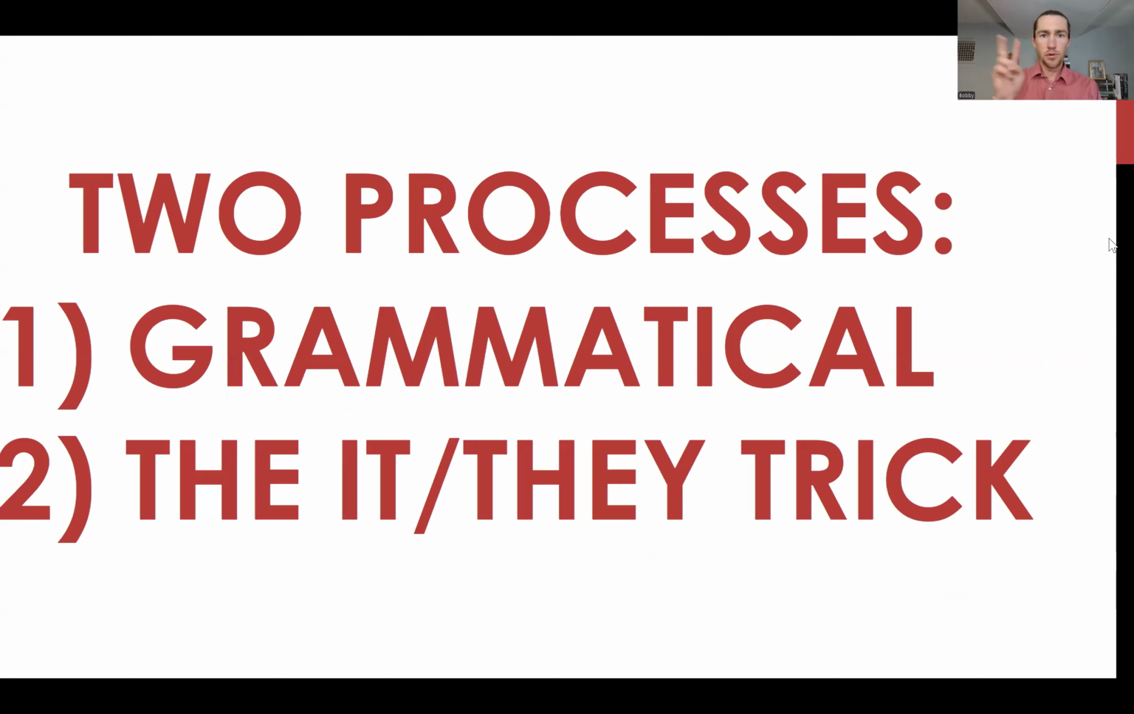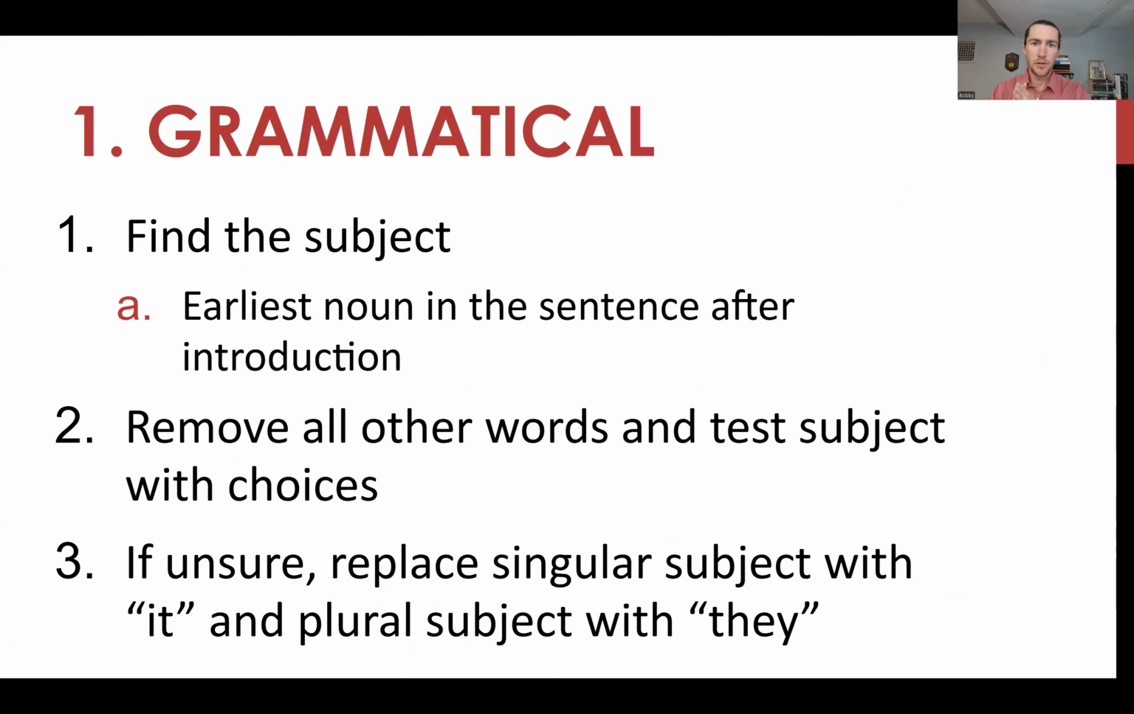So I'm going to give you 2 processes to solve subject-verb agreement questions. First, the grammatical approach, and then second, a trick. The grammatical approach to solve subject-verb agreement questions would be to first find the subject. It is typically the earliest noun in the sentence. Then remove all other words from the sentence and test the subject next to your 4 choices. And finally, if you're unsure, replace a singular subject with the word it and a plural subject with the word they and test with your choices.